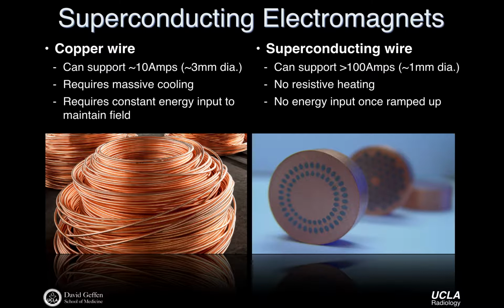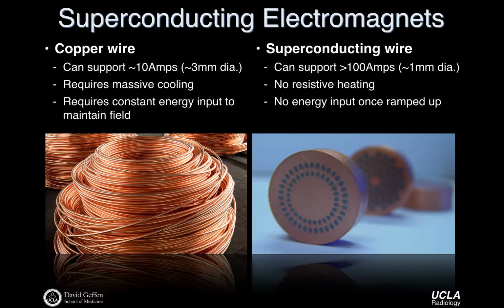So where does superconductivity come in? Well, superconductivity easily supports hundreds of amps of current, so high current densities. And there's really no resistive heating. So this idea that you have to continuously put energy into the system is gone, and the dissipated heat energy is also not a problem. And once these systems are ramped up, there's some subtle details here that we'll talk about, but there's really essentially no energy input once it's ramped up.